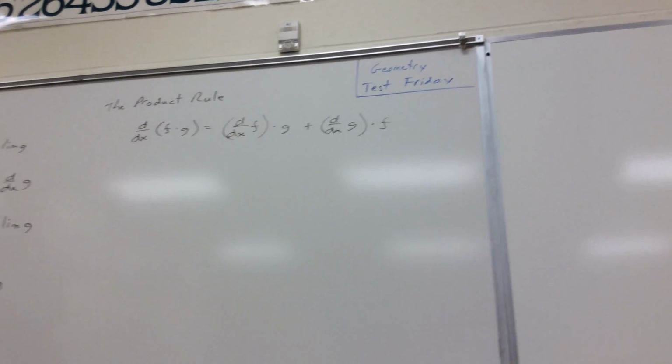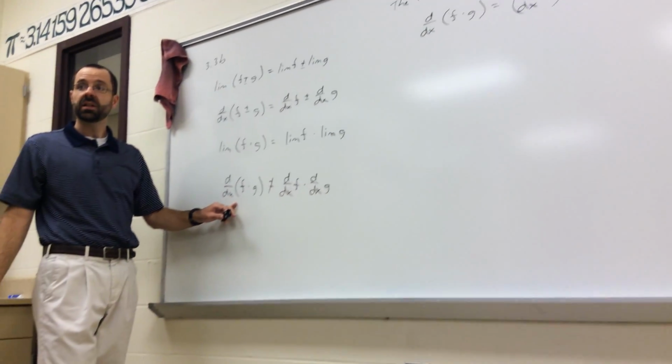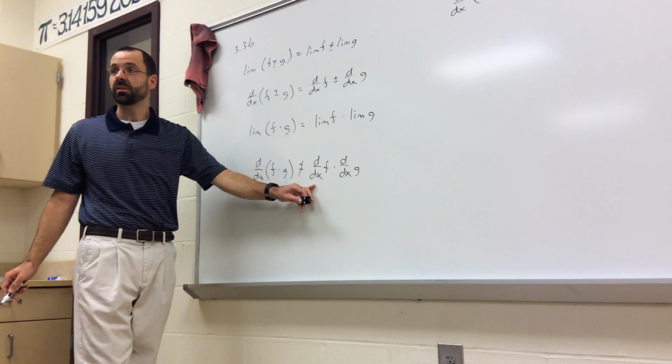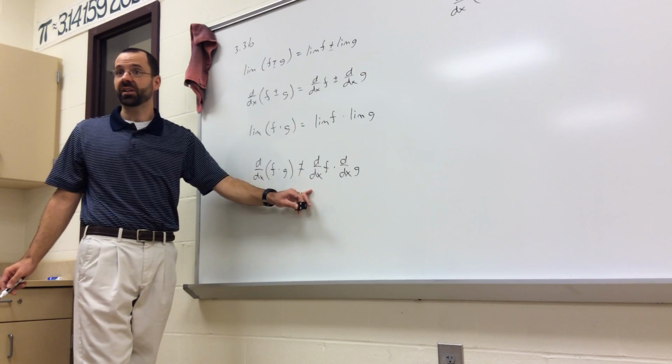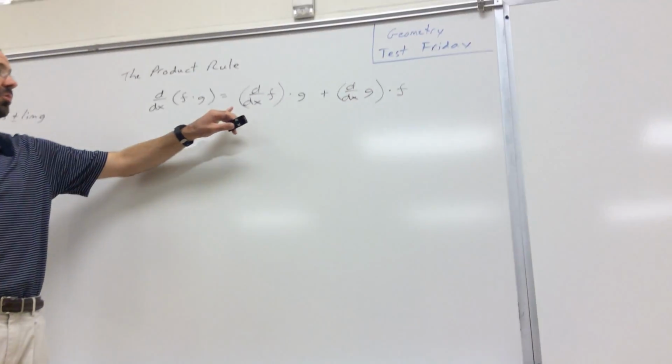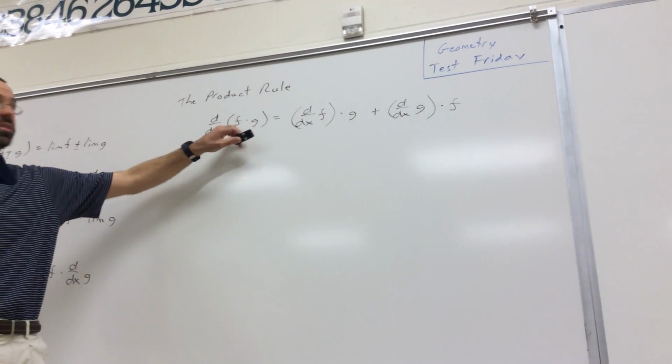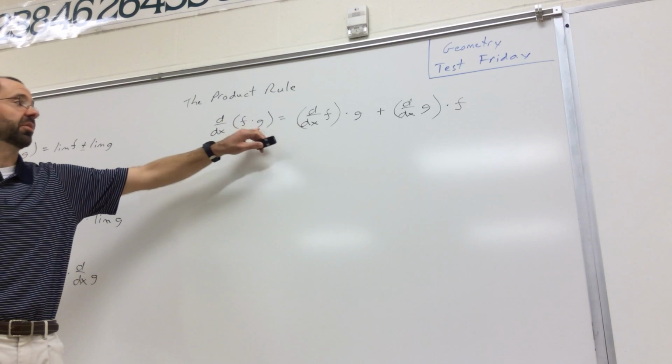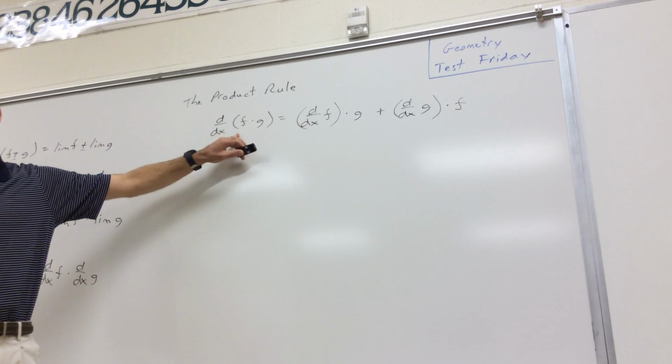Okay, so when you're taking the derivative of two things multiplied, it's tempting to do this. This is not going to give you the correct slope. This is what will give you the correct slope. So the way I say it is derivative of the first thing times the regular second thing plus derivative of the second thing times the regular first thing.